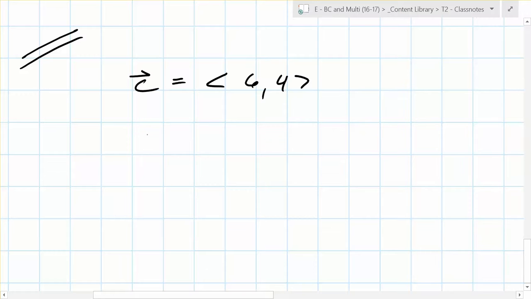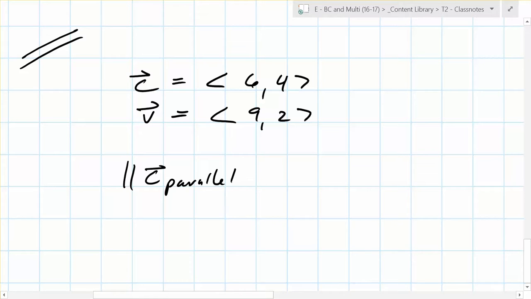How about, in this case, let's do the same thing, but let's say the current is going to be 6, 4, and the path of the boat is, let's say, 9, 2. Find me the magnitude of C parallel to V. Find that for me.